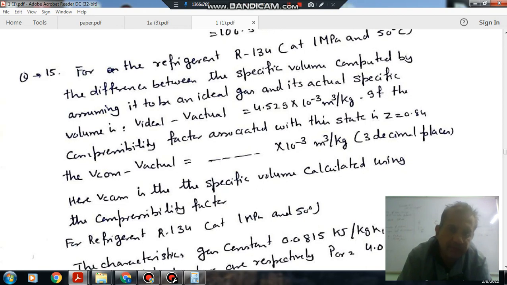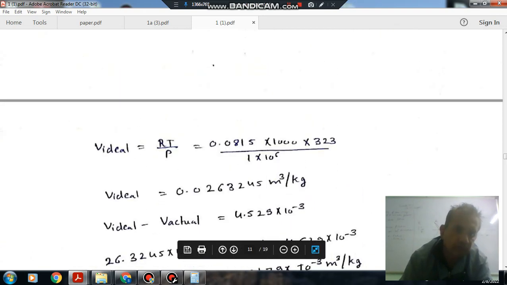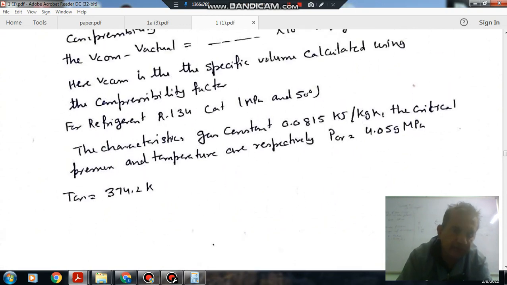If the compressibility factor associated with this state is Z equal to 0.84, the V comp minus V actual equal to dash into 10 power minus 3 meter cube per kilogram, to 3 decimal places. Here V comp is the specific volume calculated by using compressibility factor for the refrigerant R134 at 1 MPa and 50 degrees Celsius. The characteristic gas constant is 0.0815 kilojoule per kilogram per degree Kelvin.